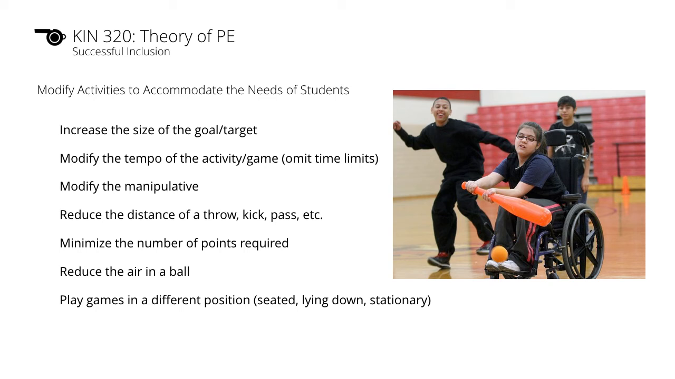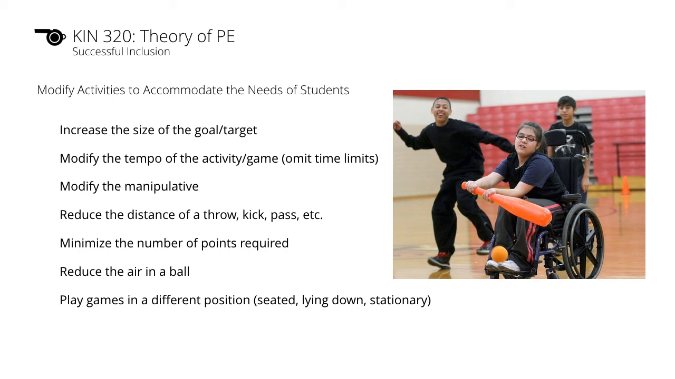Now, changing the size of boundaries, goals, or targets, changing time limits, modifying manipulatives that are used, and a lot of different other changes can be done for all students and for everyone to experience success, but making sure that these things are done for those students with disabilities. So in PE, you're likely to have a student with a variety of disabilities. So what are some of those, and how do you address those needs?